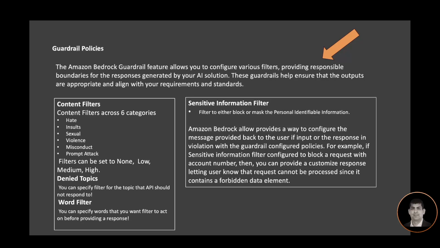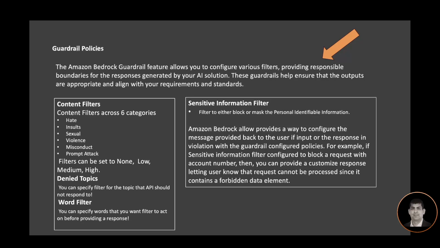Let's look at a few other concepts around Guardrail policy. So the Amazon Bedrock Guardrail feature allows you to configure various filters, providing responsible boundaries for the responses generated by your AI solution. These guardrails help ensure that the outputs are appropriate and aligned with your requirements and standards. Example of filter, there are content filters across 6 categories. Those are hate, insult, sexual, violence, misconduct, prompt attacks. Filter can be set to none, low, medium, and high.